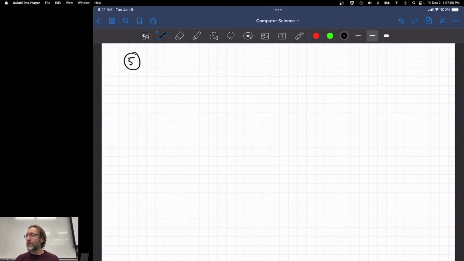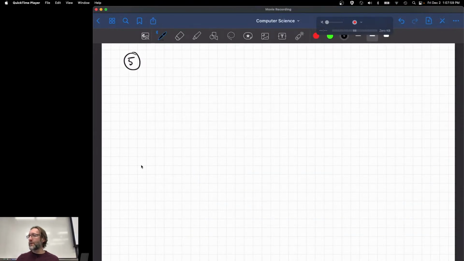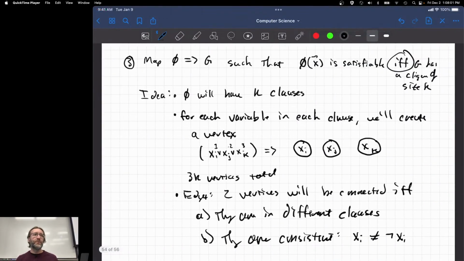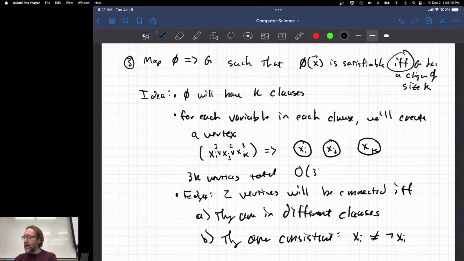5, right? You have to show that this reduction is computable in deterministic polynomial time. Is it? Well, here's the outline. The outline is basically an algorithm, right? So for each variable in each clause, you'll create a vertex. How many vertices are you creating? 3k. That's going to be order 3k, which is order n. Right? 3n, n.